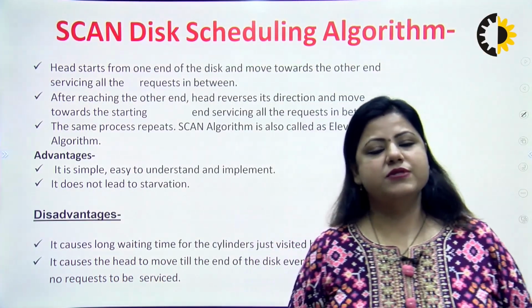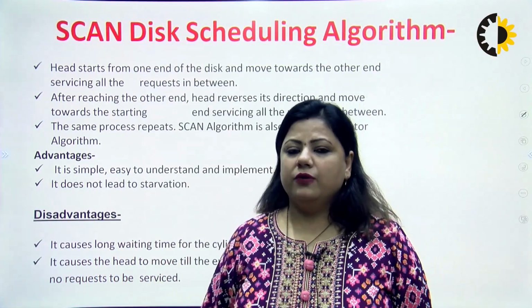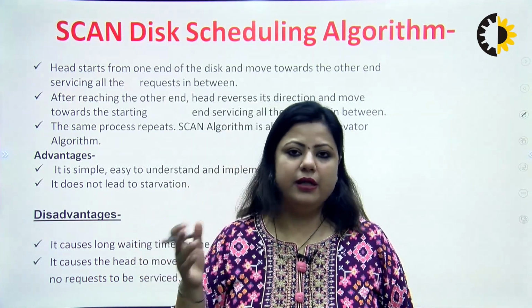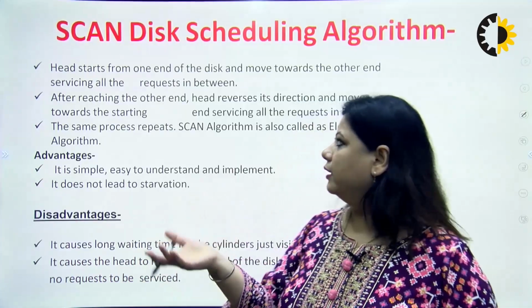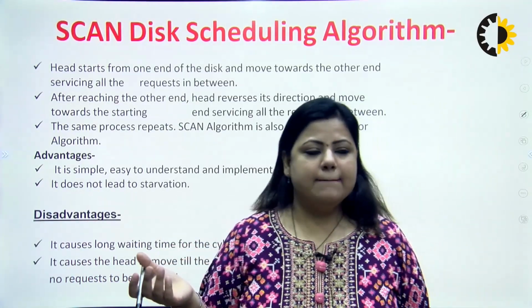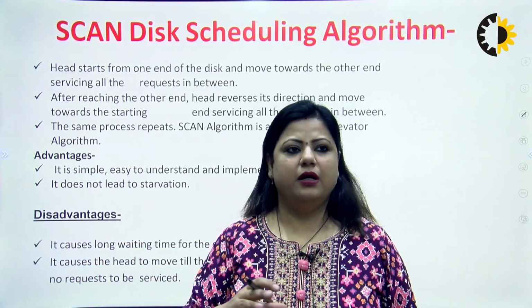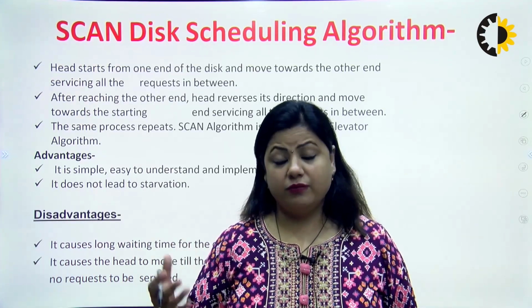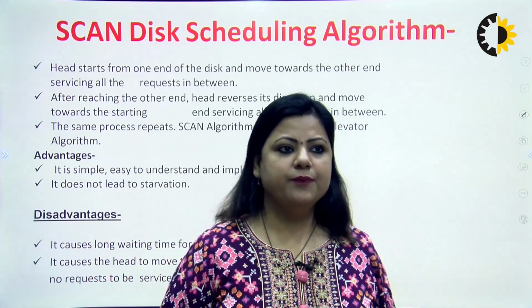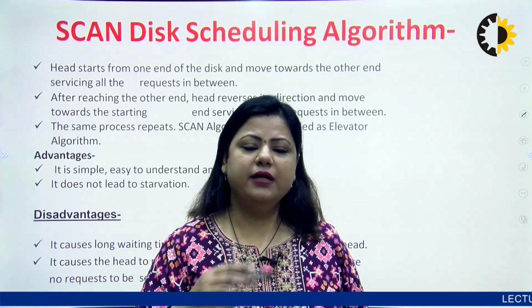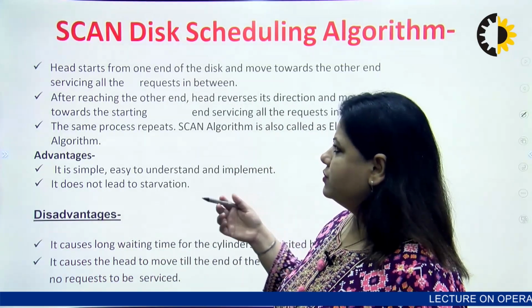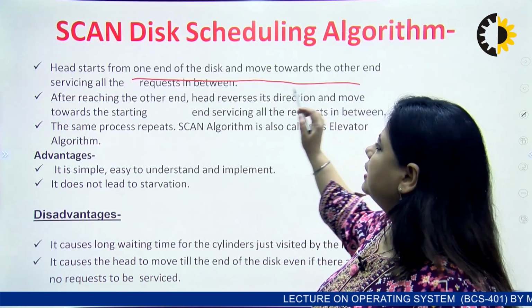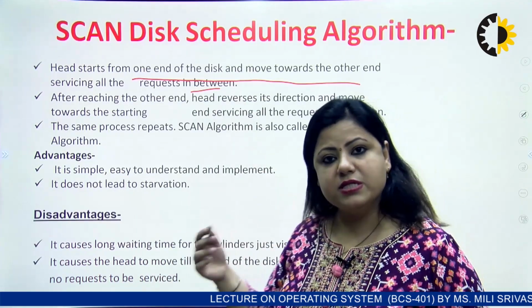Now, in case of the SCAN disk scheduling algorithm, also known as the elevator algorithm, what is the elevator algorithm? Basically, the disk arm moves in one direction, servicing all the requests, and reaching the end, then reverses. So how do we solve this problem?